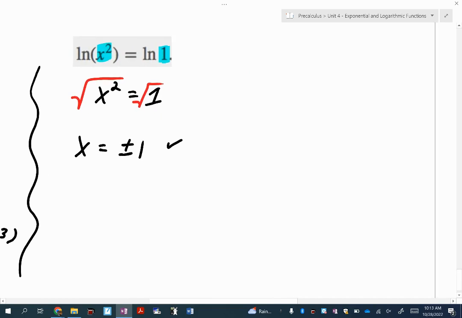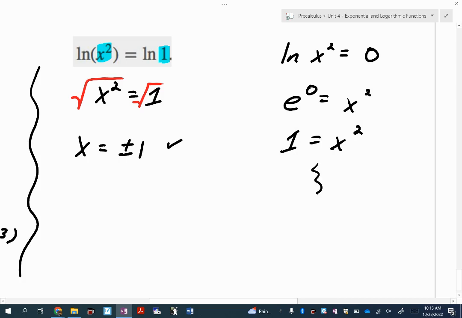There's another way to solve this if you wanted to. The natural log of 1 is 0. So if you wanted to set this up to be the natural log of x squared equals 0, and then you would swoop to be e to the 0 power equals x squared. Well, e to the 0 power is 1, so it ends up giving you the same work. Okay, that's it, guys.